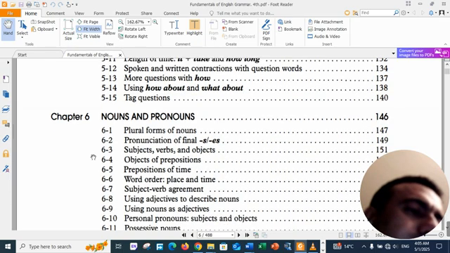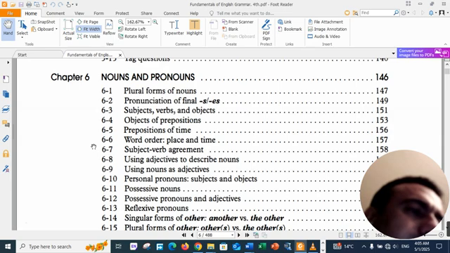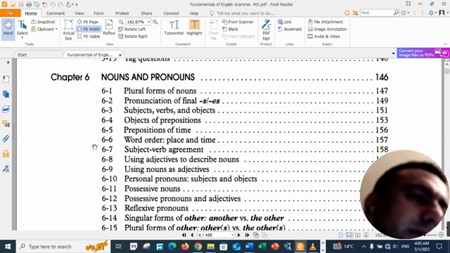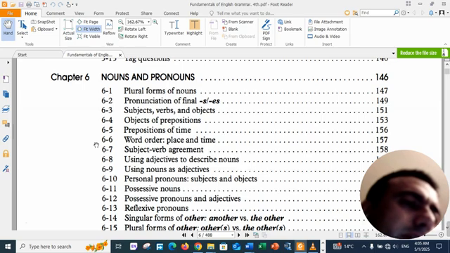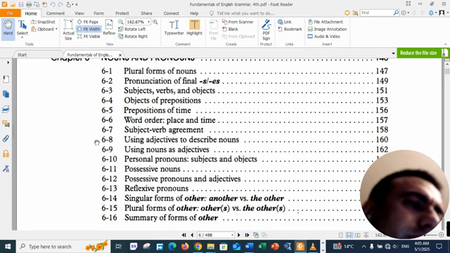5-15, tag questions. Chapter 6, nouns and pronouns. 6-1, plural forms of nouns. 6-2, pronunciation of final S or ES. 6-3, subjects, verbs and objects. 6-4, objects of prepositions.